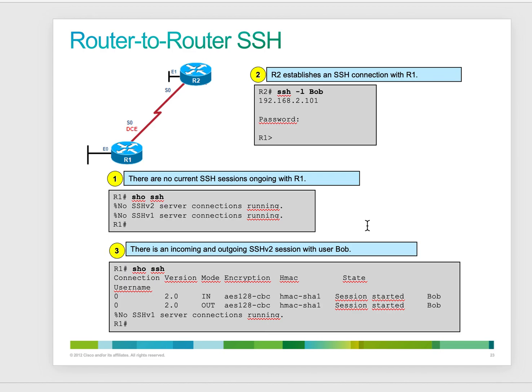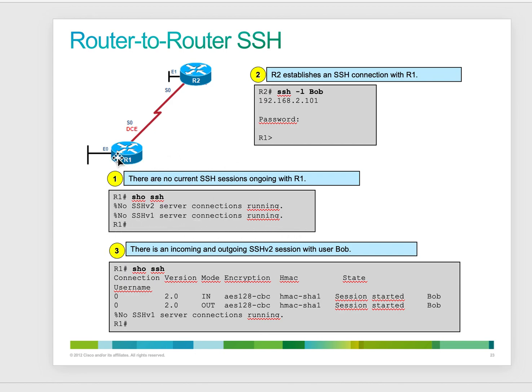Now let's take a look at how you configure the different interfaces, router to router. Between two routers, you have to configure SSH. First, there is no current SSH session ongoing with router 1. When you type router 1 hashtag show SSH, we don't see anything. No SSH version 2 server connection running, and no SSH version 1 server connection running.